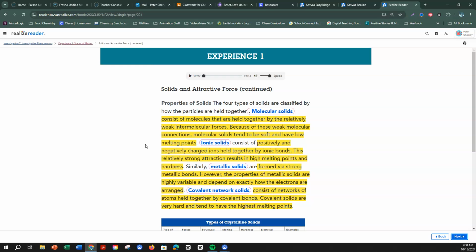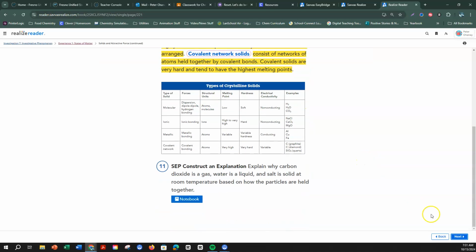Metallic solids formed via strong metallic bonds. However, the properties of metallic solids are highly variable and depend on exactly how the electrons are arranged. And then lastly, covalent network solids consist of networks of atoms held together by covalent bonds. Covalent solids are very hard and tend to have the highest melting points, so think diamond with covalent bonds.